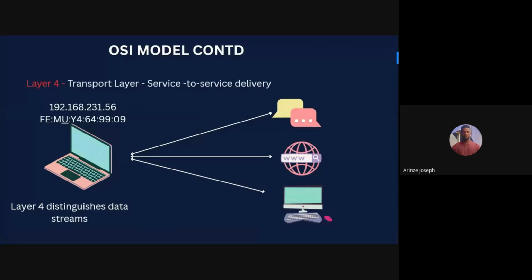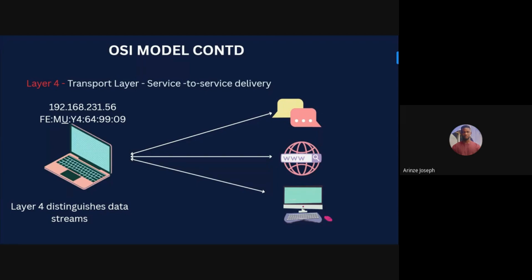OSI model, the continuation of OSI model. You already know that the OSI model is more like a model that helps us understand how information flows from our browser to the internet, and from the internet to, let's say we are the client, or a host, in a networking environment, or in a network.